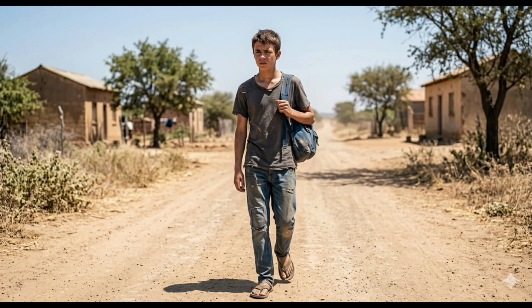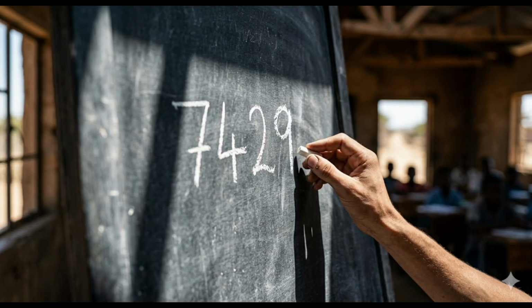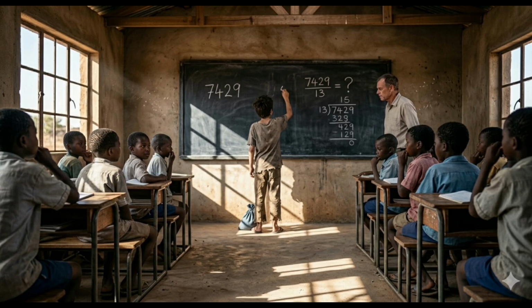One day, a student of the Doon school walked into class feeling super confident. He thought math was easy. But then the teacher wrote a number on the board, 7,429, and said, break this into its prime factors.